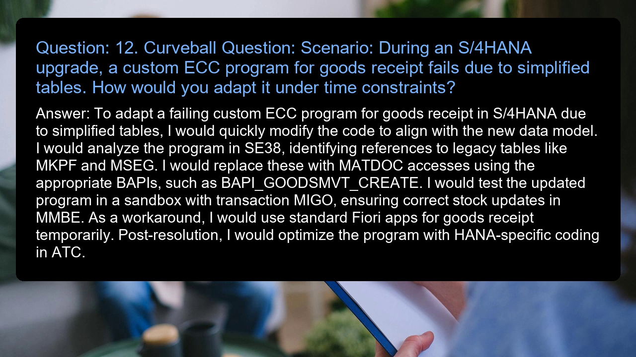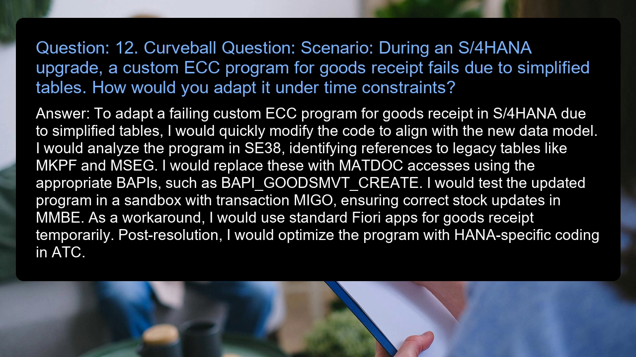Question 12. Curveball question. Scenario. During an S/4HANA upgrade, a custom ECC program for goods receipt fails due to simplified tables. How would you adapt it under time constraints? Answer. To adapt a failing custom ECC program for goods receipt in S/4HANA due to simplified tables, I would quickly modify the code to align with the new data model.